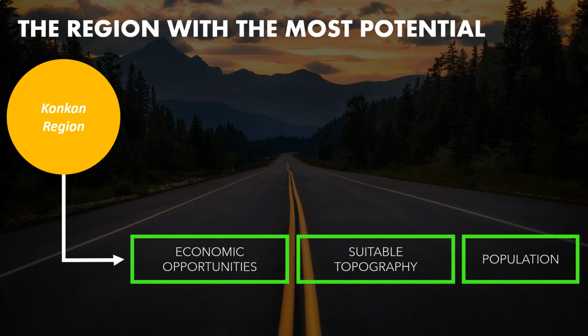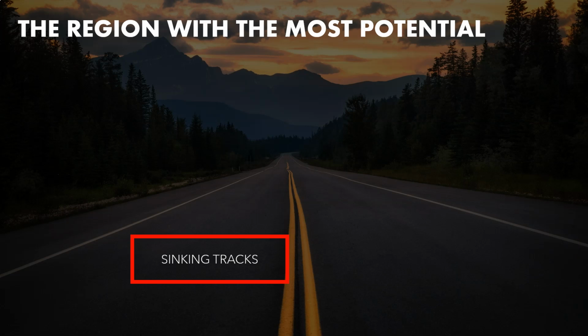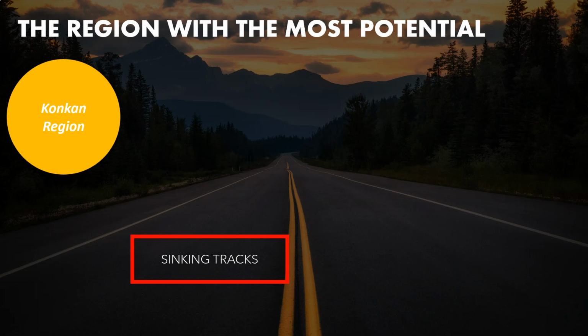The topography is primarily plain land, so that also knocks off topography. And lastly, the population is dense, so that covers the population aspect as well. But there's no one-size-fits-all for railways. The problem with the Konkan region is that the tracks can sink because it has extensive floodplains.